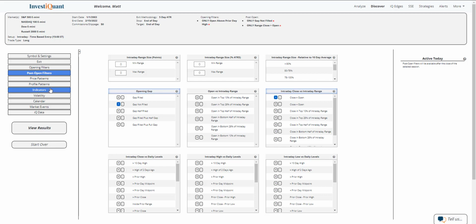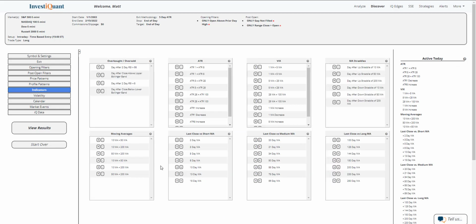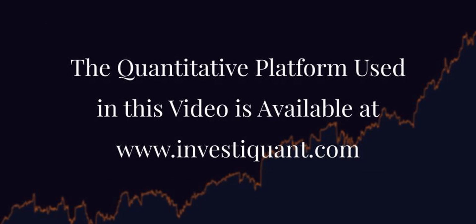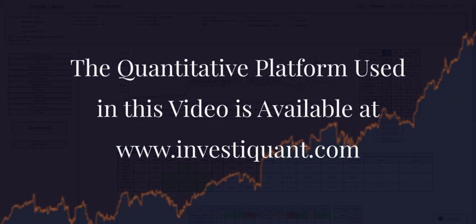All right, lastly, let me put it in a similar market environment. Yesterday closed below a 10 and below a 200-day simple moving average. So I've added both of those to the test here. Now I can click view results. All right, here we go.